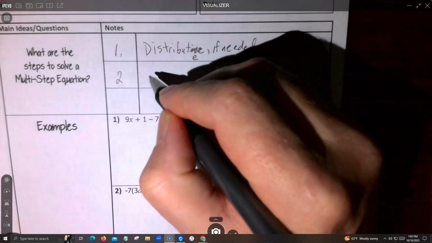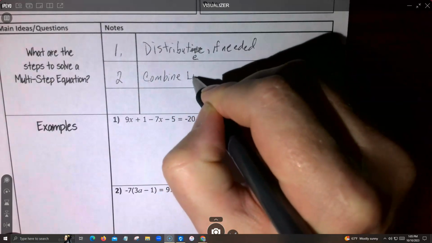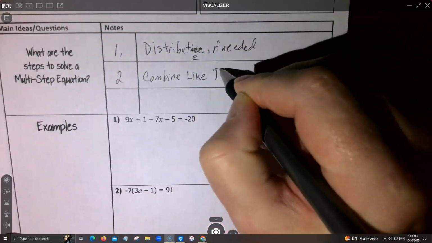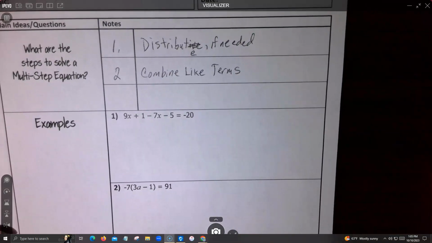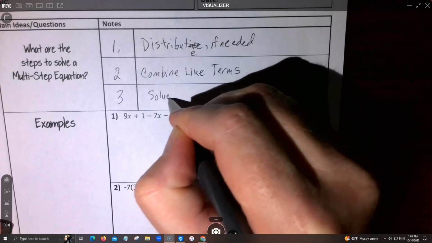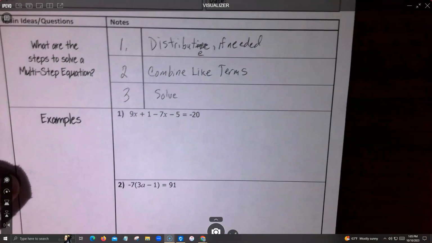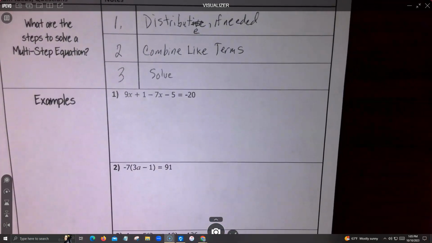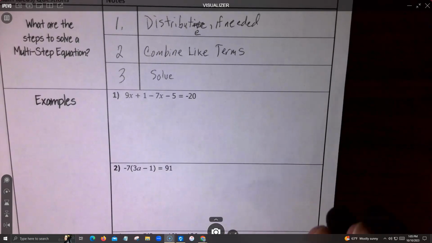Second one is combine like terms. And again, all of these are from your first chapter. And 3, solve. So these are the 3 steps that we're going to do. We're going to go through these steps each time through each one of the 4 problems.